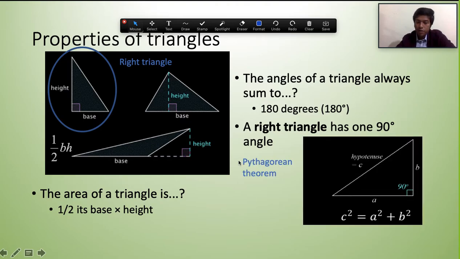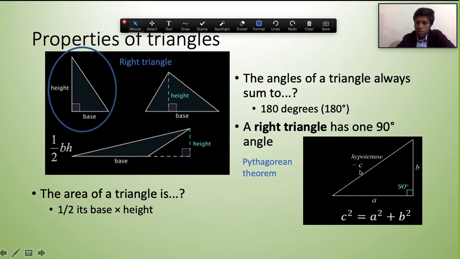This is the Pythagorean theorem. For a right angle triangle, you can apply it. Only for a right angle triangle you can apply it. C square equals A square plus B square. That means C is the length of the hypotenuse. This is the largest side. This is called the hypotenuse. And this is one side, this is another side.